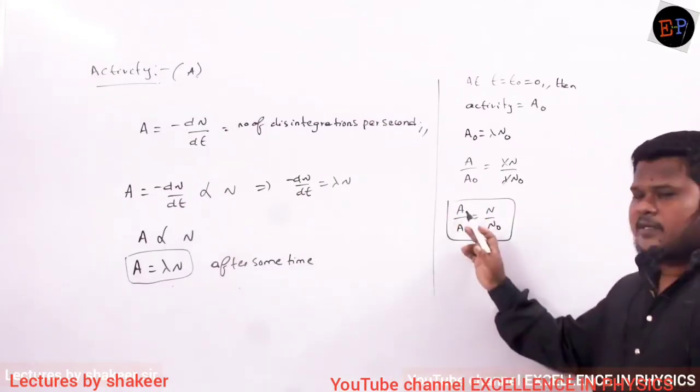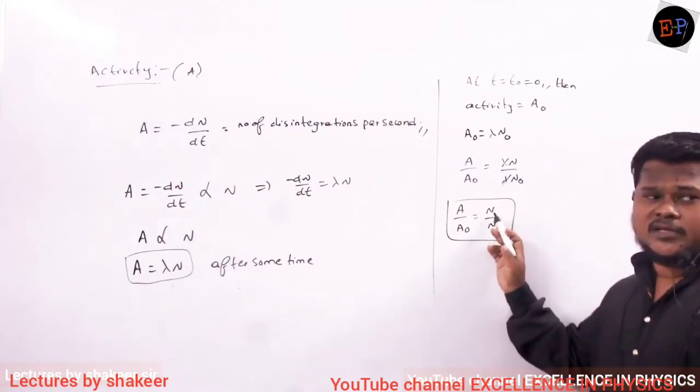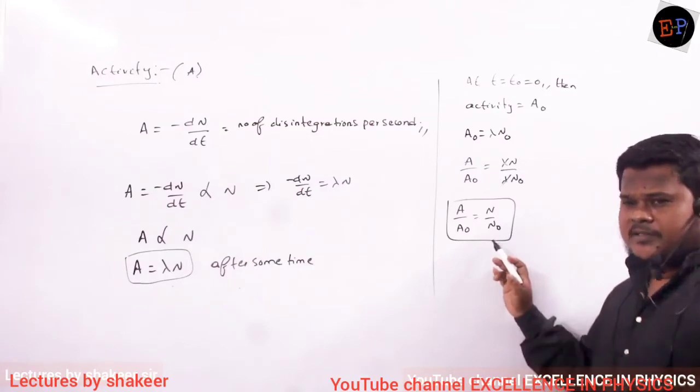A means activity. A naught means initial activity. N means number of atoms ready for disintegration after some time. N naught means the initial number of atoms which were ready for disintegration.